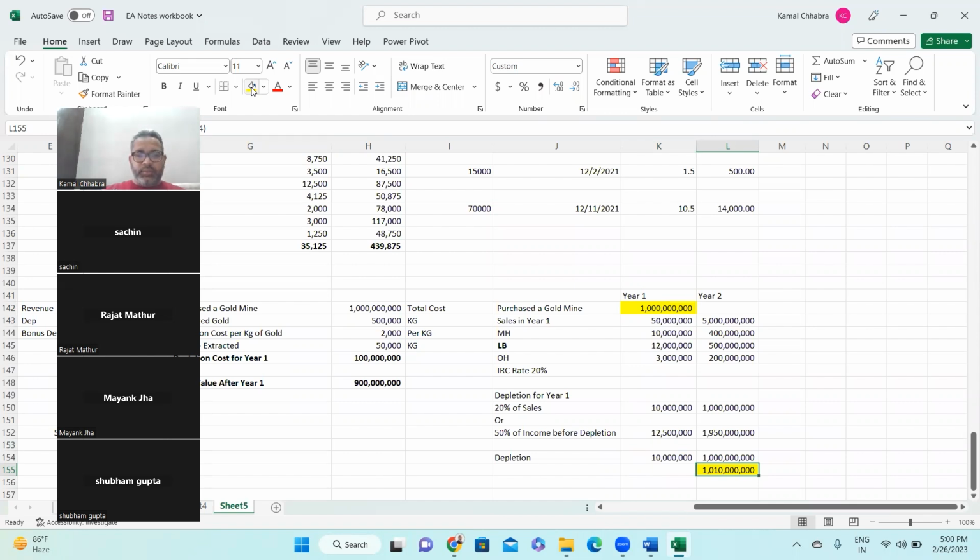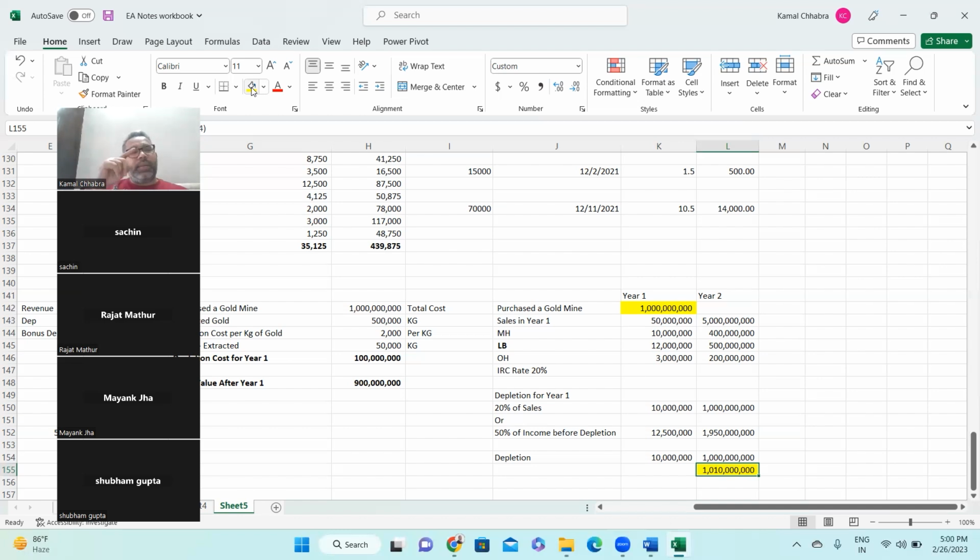Make sense? Are you guys with me? Yes, sir. Yes. So the difference can be any amount then, sir, there is no limit? Yes, that's what they said.